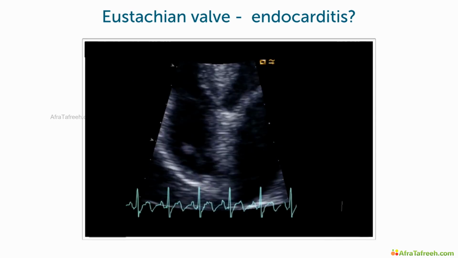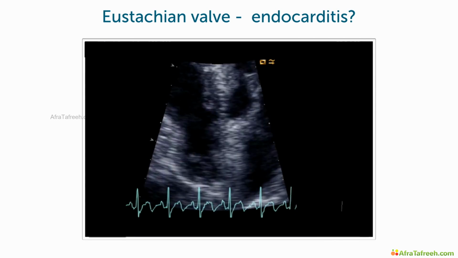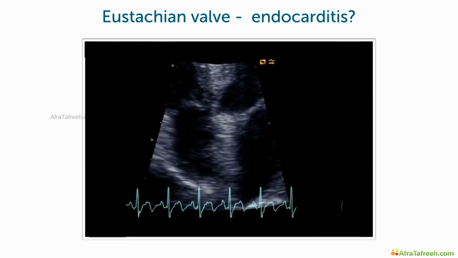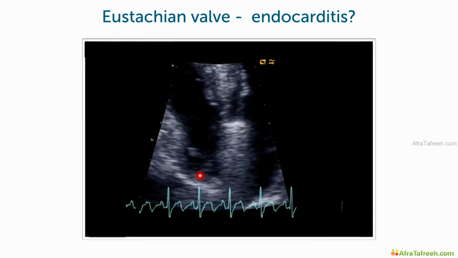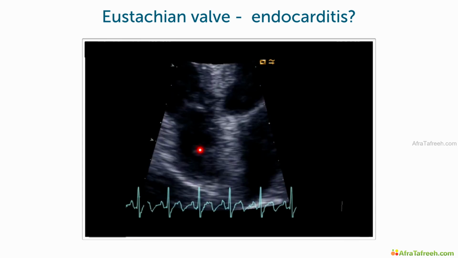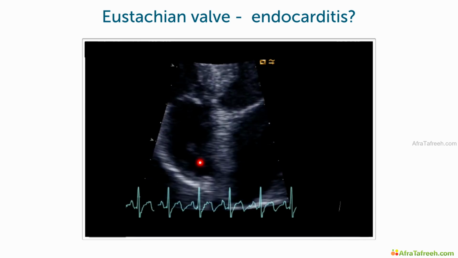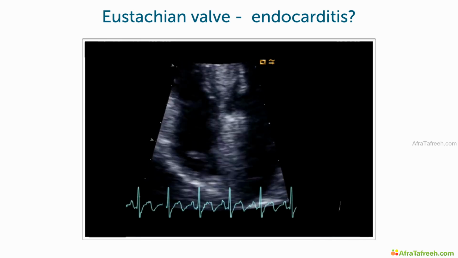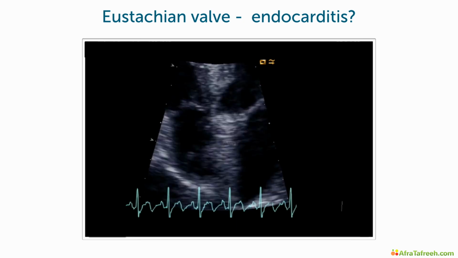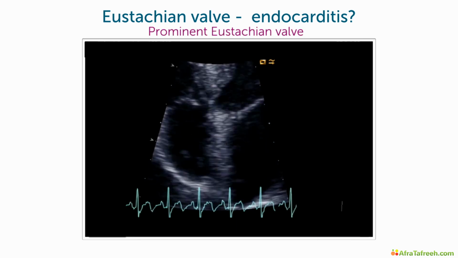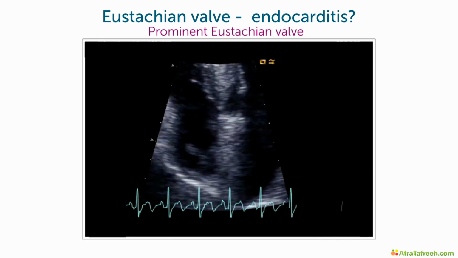Another example, a patient that was brought to our lab because a tumor was suspected, and what we found here was this. Now, to be honest, it's very difficult to say if it's just a normal Eustachian valve or if there's something on the valve. The patient didn't have any fever. We followed the patient for several months and nothing changed. So I would say it's just a variant of a more prominent Eustachian valve.